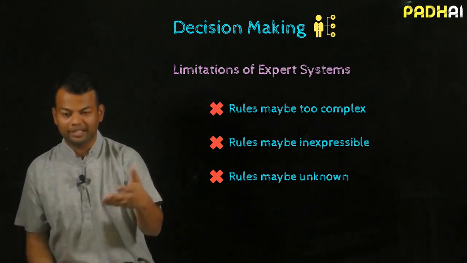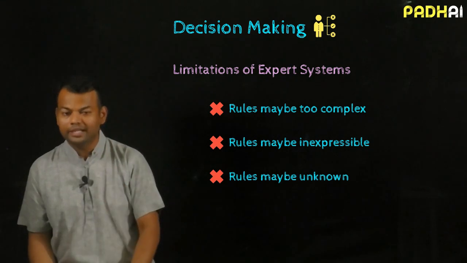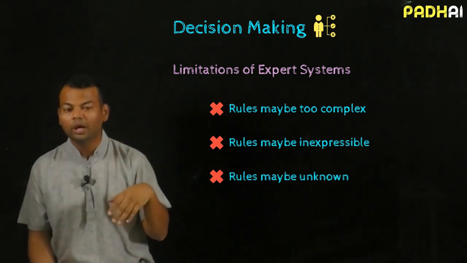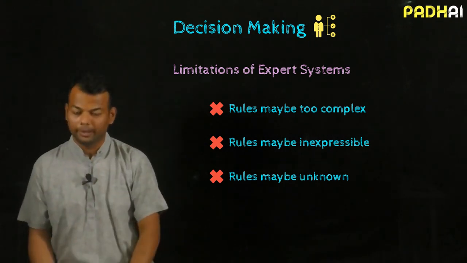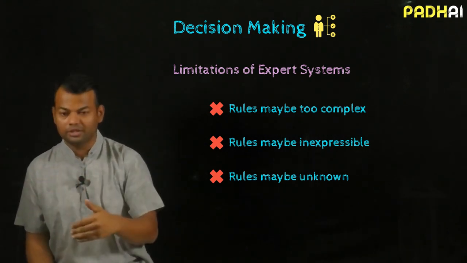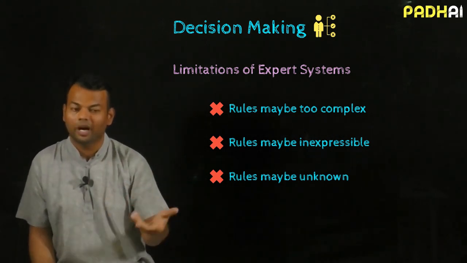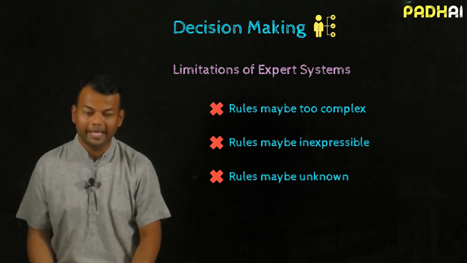For example, if a person has jaundice, now the doctor looks at his or her skin and they realize, okay, it looks very pale or yellow, and hence it should be diagnosed as jaundice. But how do we express this rule, right? How do you measure the yellowness of a skin, right? That's very hard to do. So in such cases, rules may not be expressible.